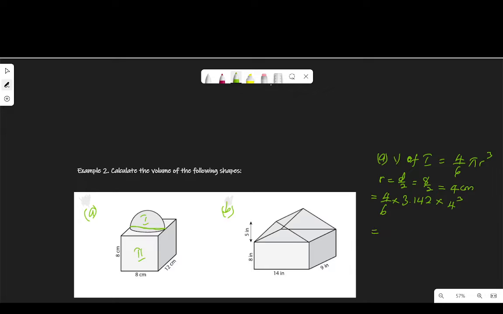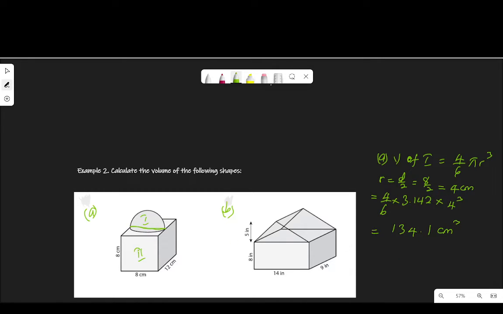3.142 and then multiplied by 4. That is 804.4 approximately. And divided by this 6. Divided by 6. Volume is 134.1 approximately. Okay, that's the volume of the sphere right there, and the unit is centimeter cube.